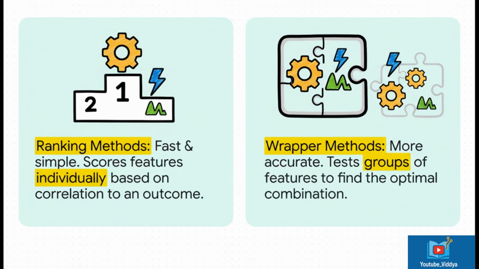Then you have wrapper methods. These are a bit more clever. They actually test out different combinations of features to see which group works best as a team, which is usually more accurate, but takes more computer power.